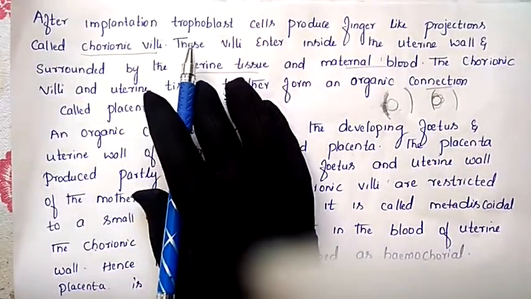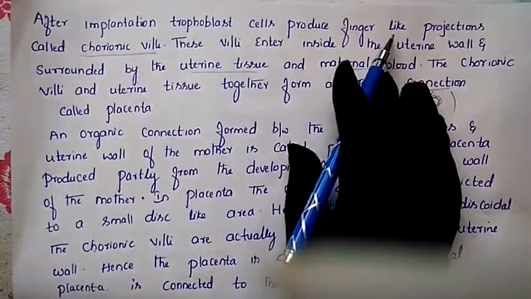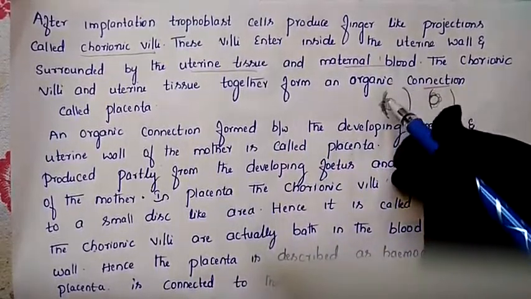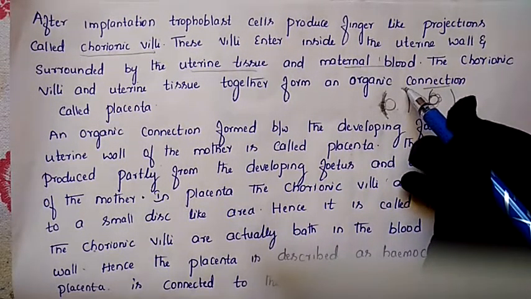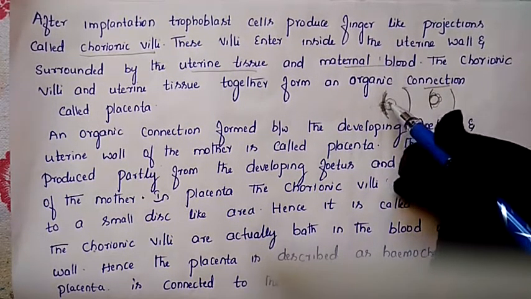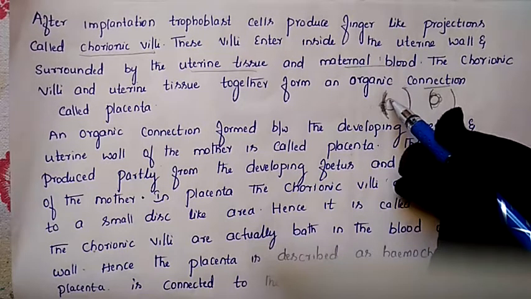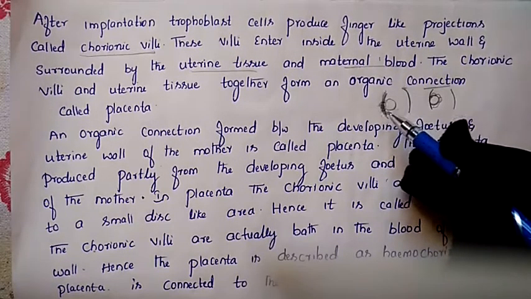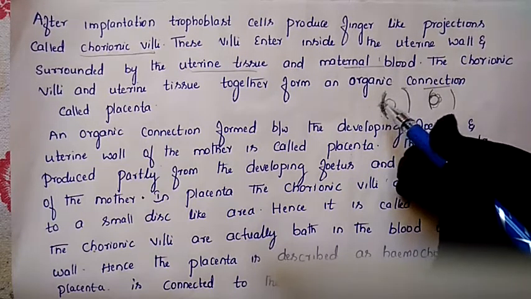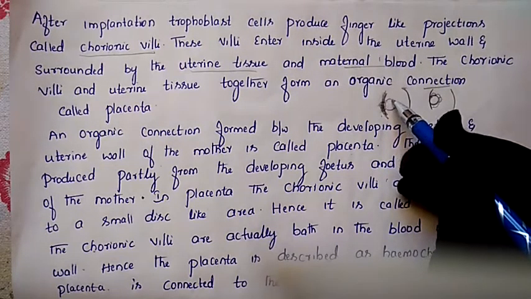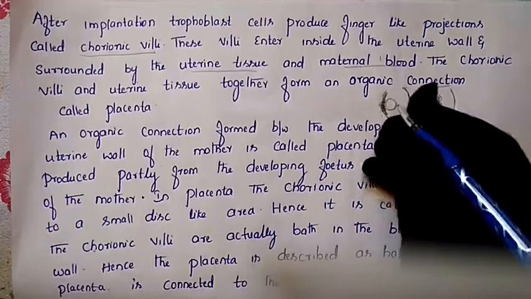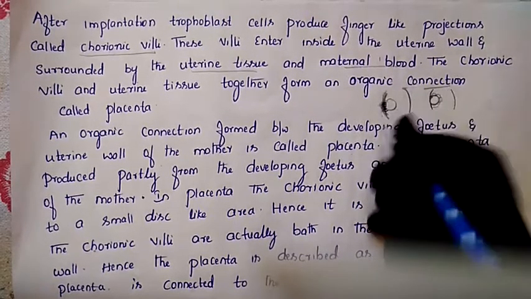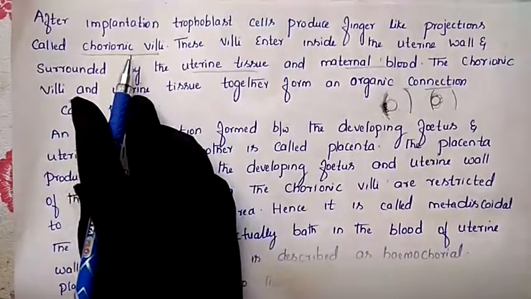After implantation, trophoblast cells produce finger-like projections called chorionic villi. These villi enter into the uterine wall. This is the uterine wall. After implantation, the blastocyst gets attached to the uterine wall, and the trophoblast cells present in the outer layer start to produce finger-like projections called chorionic villi.